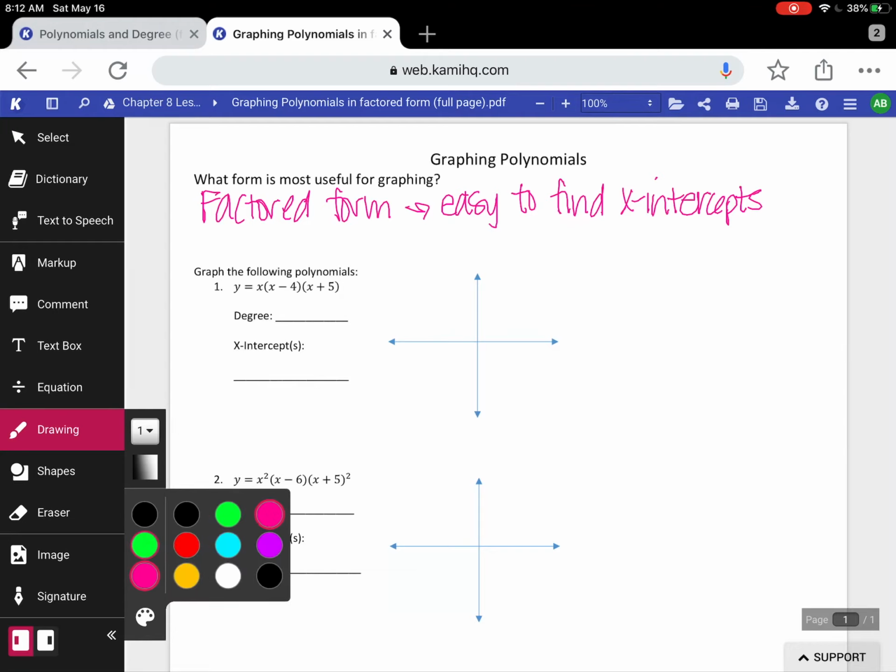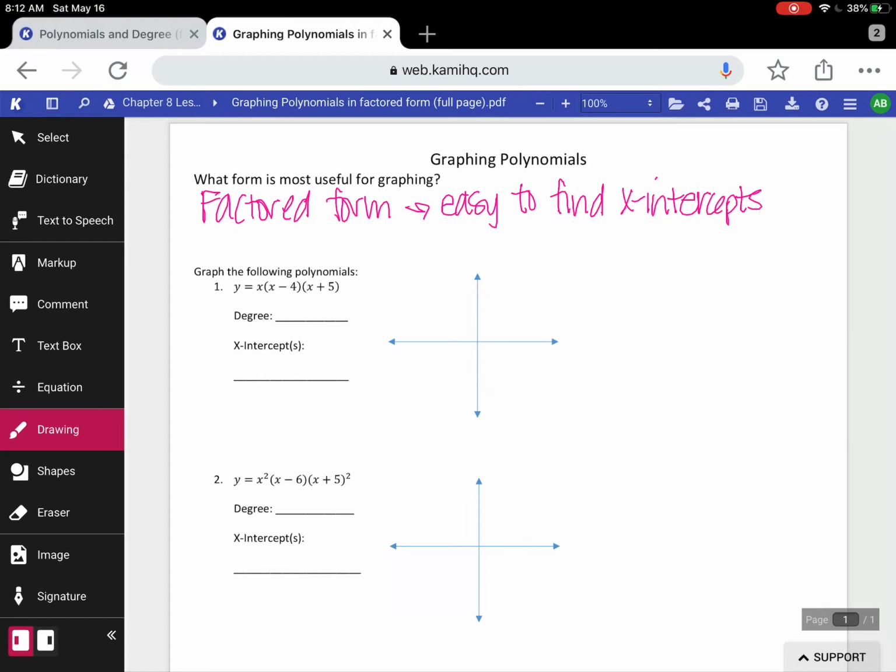So for number one here, the degree is something we need to find first. The reason is because it tells us kind of what shape the graph is going to have. So we're going to count up how many x's we have. If we multiply x times x times x, that would give us x to the third, which would give us a degree of 3. And then we know if we have an odd graph, the left-hand side and the right-hand side, so those end arrows, would point in opposite directions.